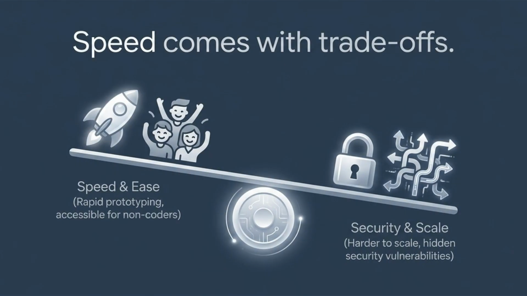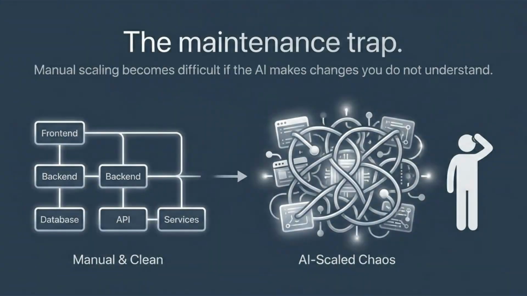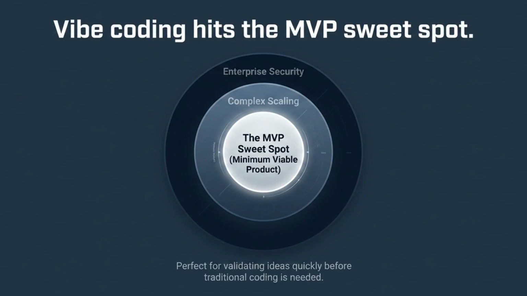While Vibecoding offers speed and ease for rapid prototyping, it comes with trade-offs in security and scale, which can be harder to manage. One challenge is the maintenance trap. Manual scaling becomes difficult if the AI makes changes that you don't fully understand. Vibecoding is perfect for the minimum viable product, or MVP, sweet spot. It allows you to validate ideas quickly before traditional coding becomes necessary.